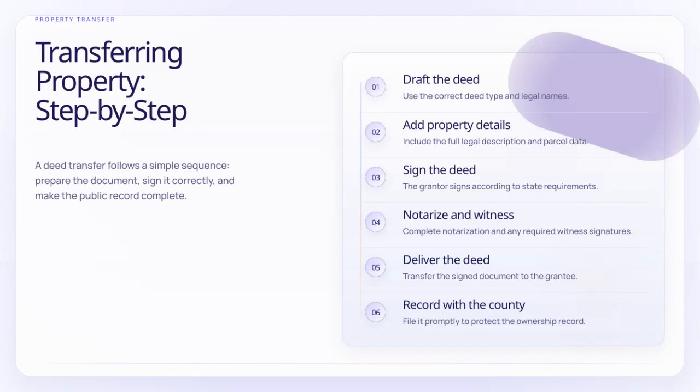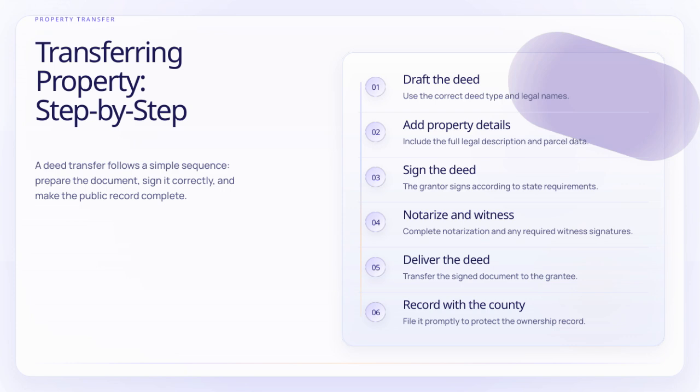When transferring property, there are 6 key steps to follow. First, draft the deed carefully. Use the correct type of deed and include the precise legal names involved to avoid any confusion. Next, add all relevant property details, making sure to include the full legal description and accurate parcel data.